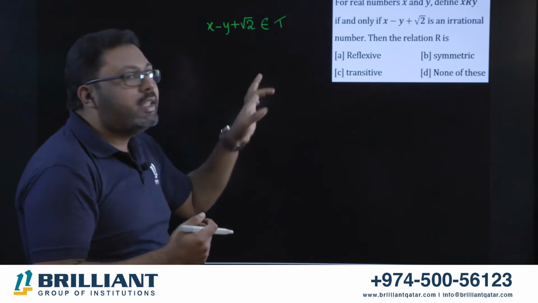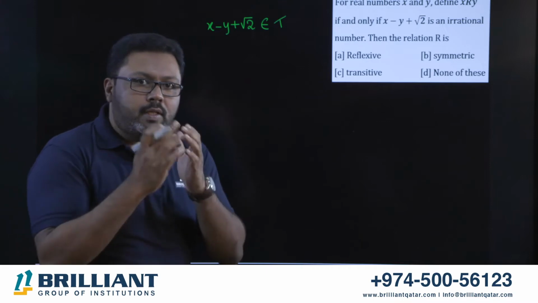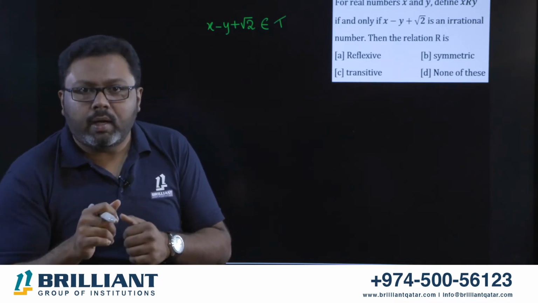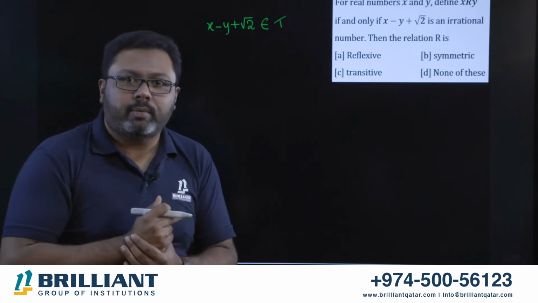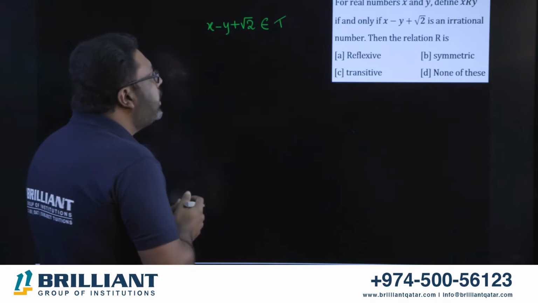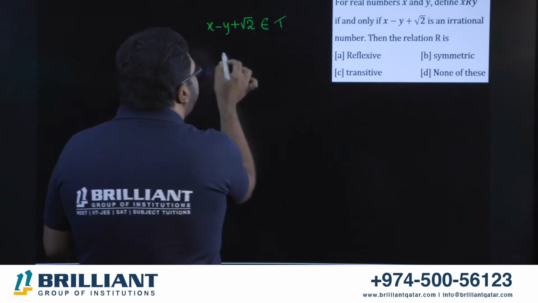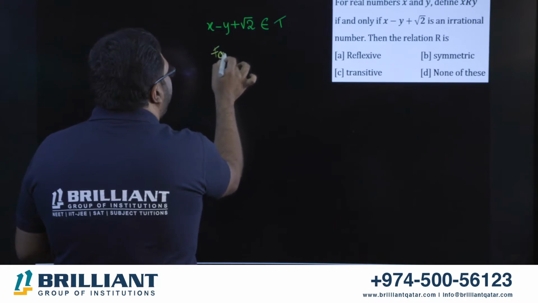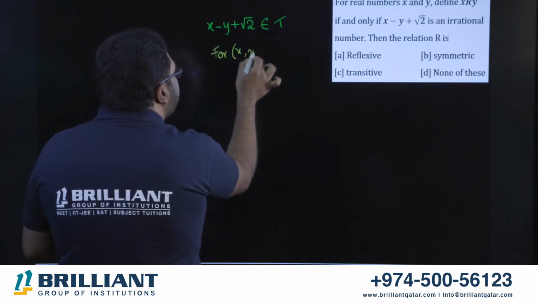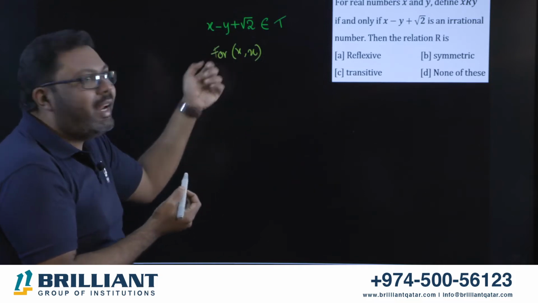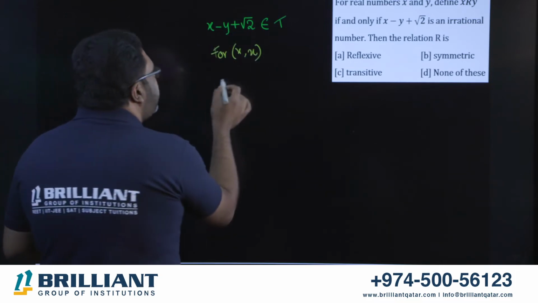So something which is irrational is always going to have the square root of a number which is not a perfect square. So let's try to understand. Let's see if it is reflexive. What does reflexive say? For ordered pair x comma x. So I'm considering the ordered pair x comma x. Let's see if this ordered pair exists inside the relation R.